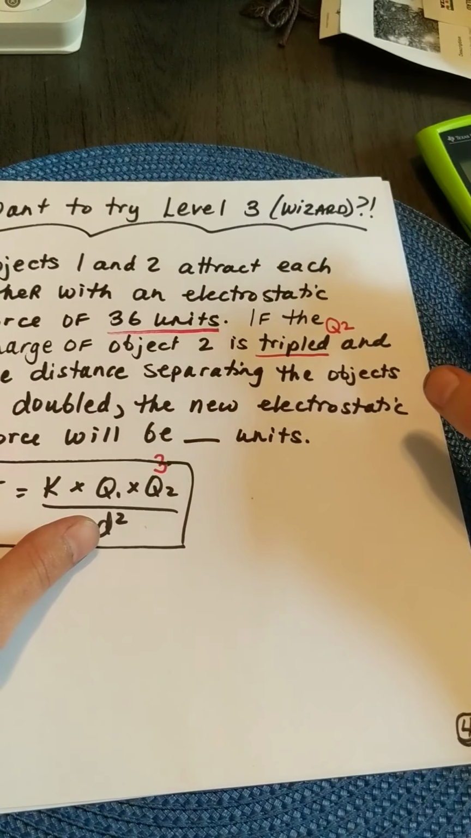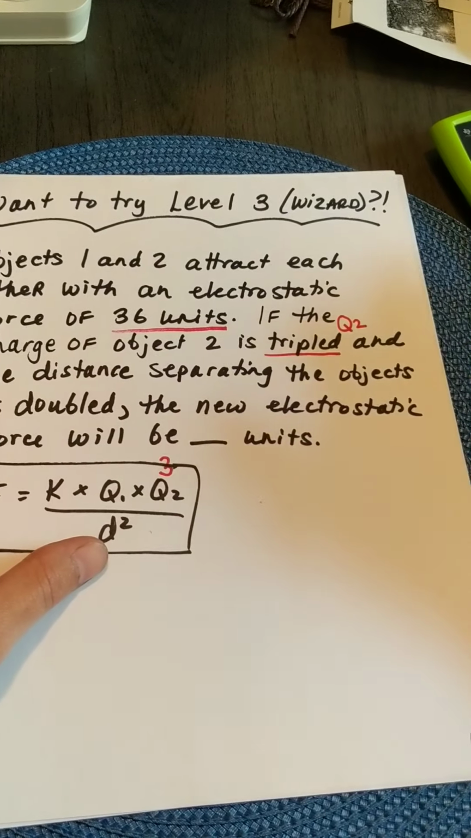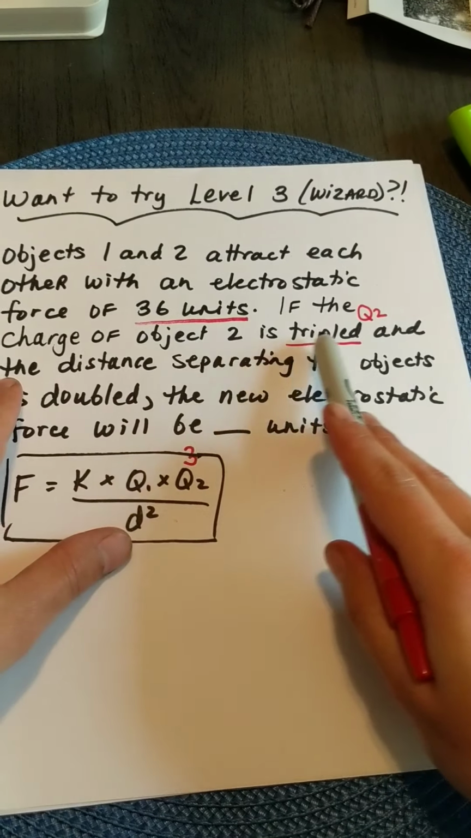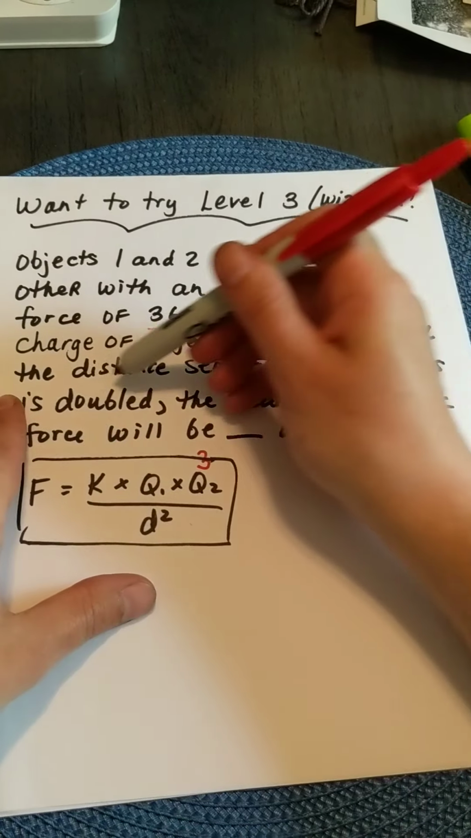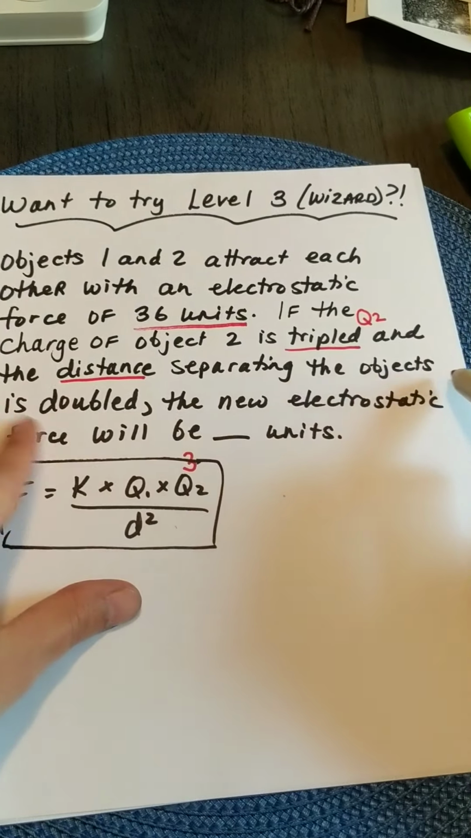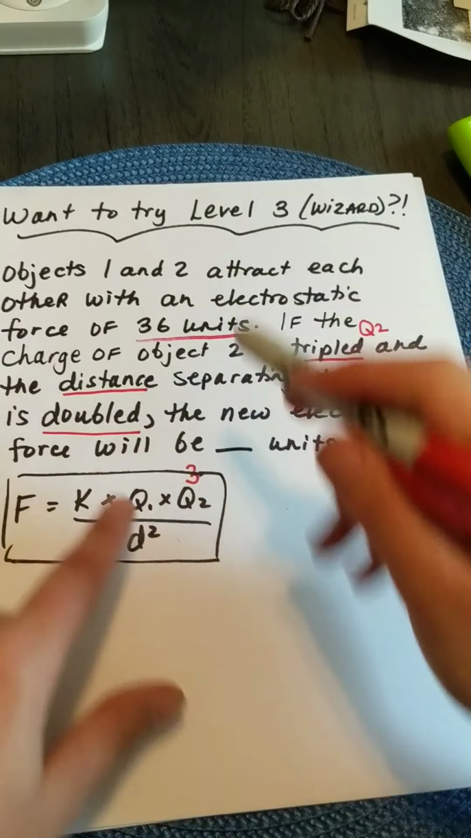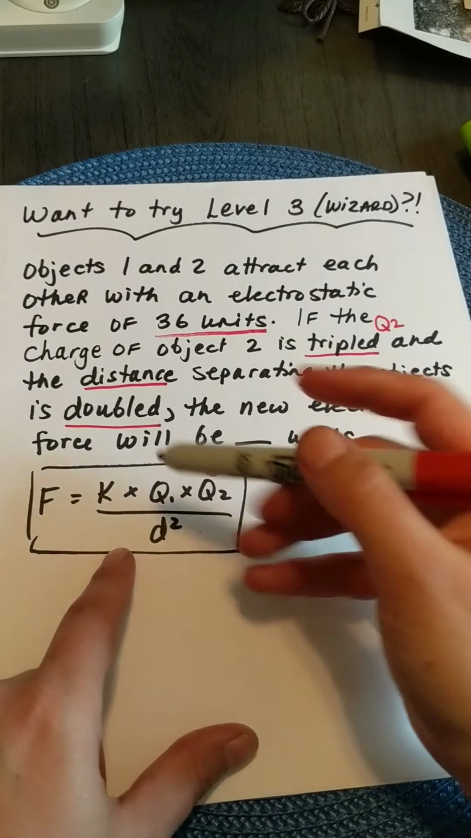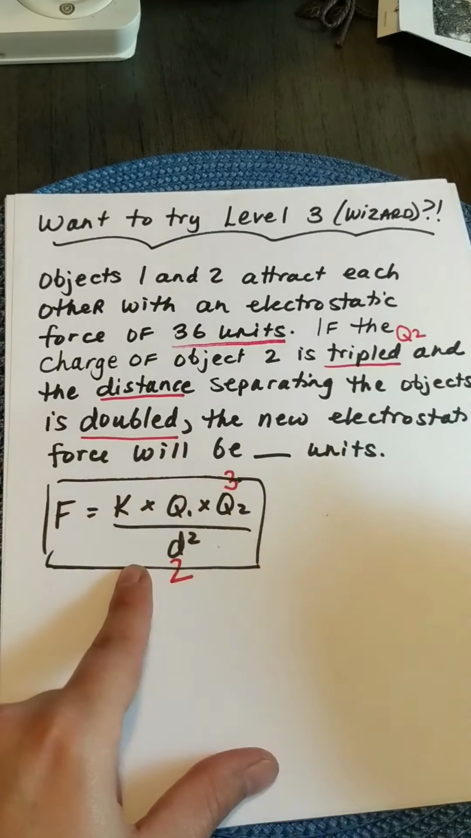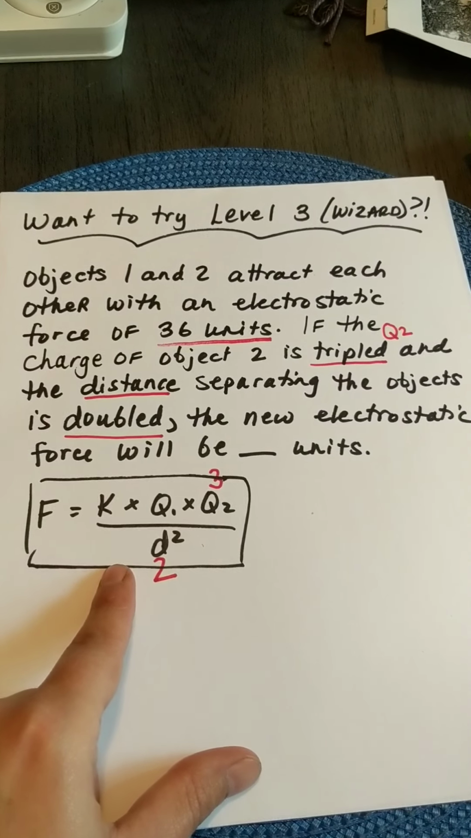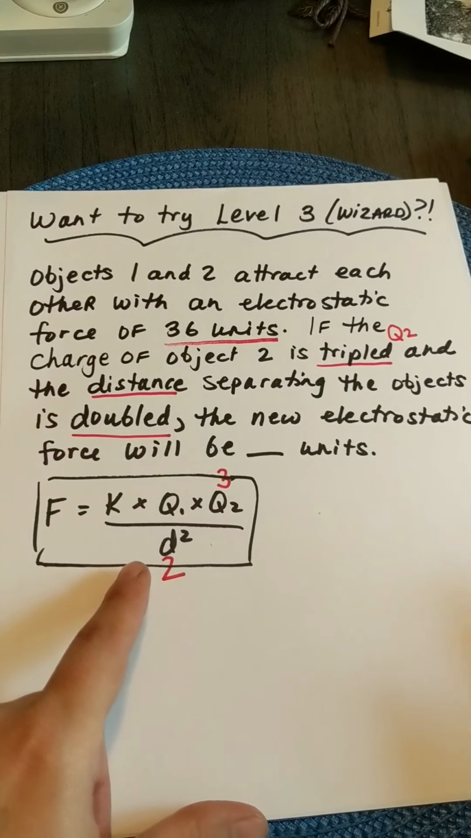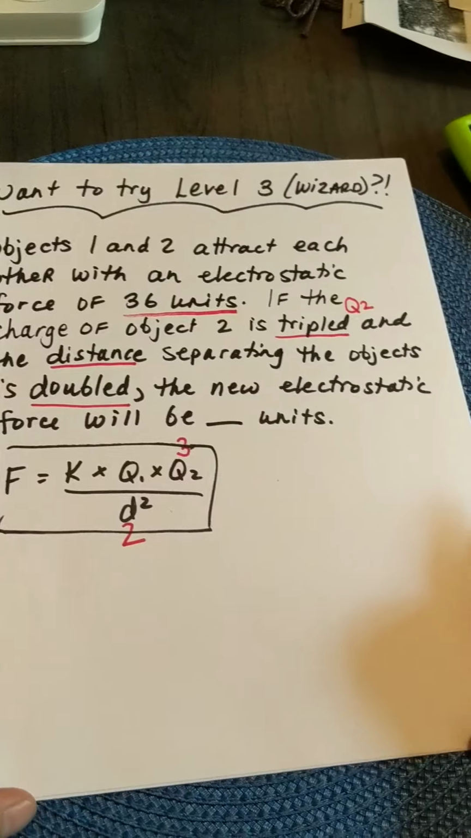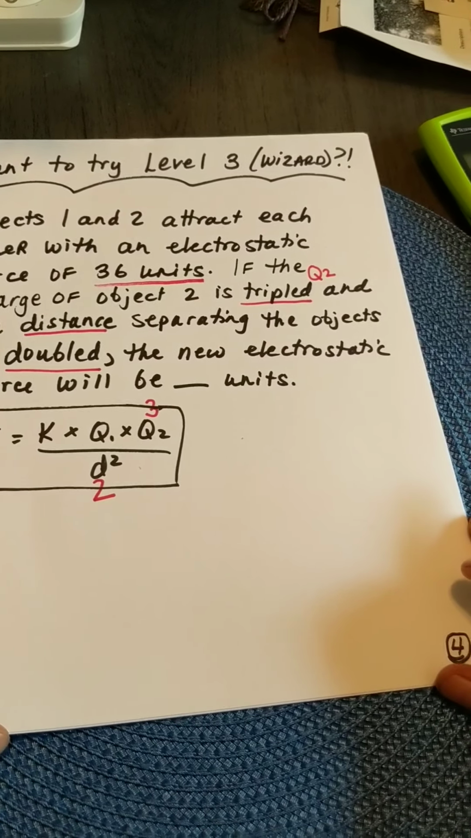But here's what makes this a level 3. We're not just going to change the charge, we're also going to change the distance. So the charge of object 2 is tripled, and the distance separating the objects is doubled. So we're also messing around with D. So we're taking the distance and we're doubling it. We're making it 2. Then what will be the new electrostatic force? Just take this problem one step at a time. It's not really any harder than the other problems. It's just you have to do 2 steps.